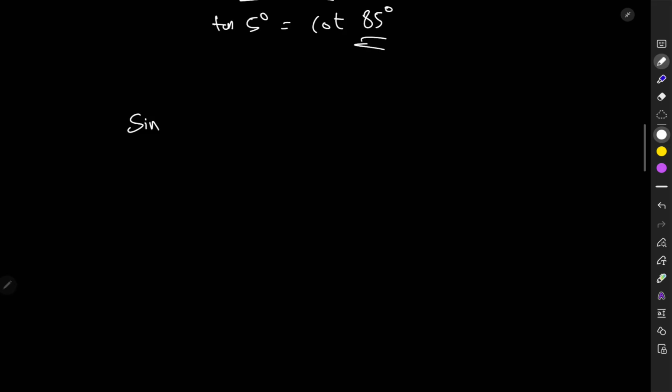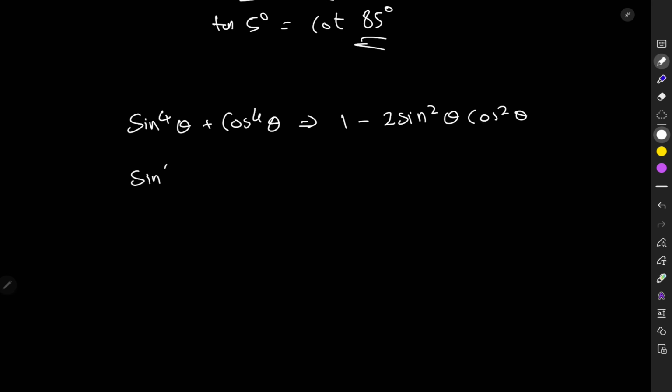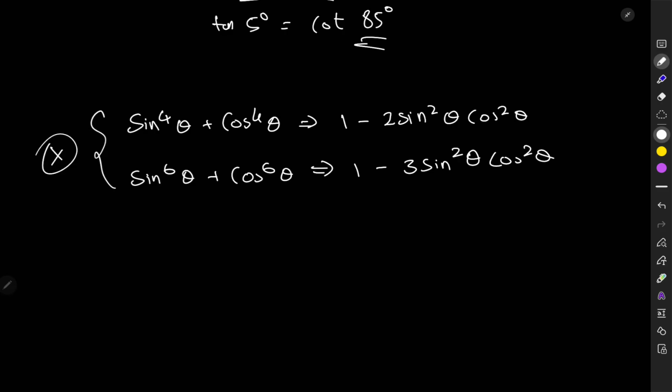So whenever we see a question like sine to the power 4 theta plus cos to the power 4 theta, how can I convert this? So I can convert it into 1 minus 2 sine square theta cos square theta. Fine. And if I see something like sine to the power 6 theta plus cos to the power 6 theta, I can convert it into 1 minus 3 sine square theta cos square theta. Okay, these are the two formulas which are derived from the previous formula.